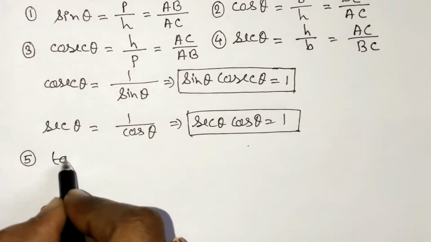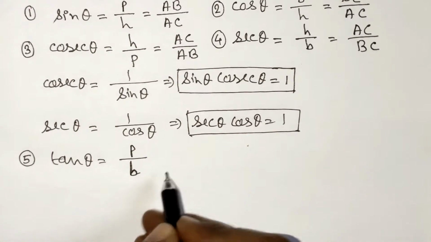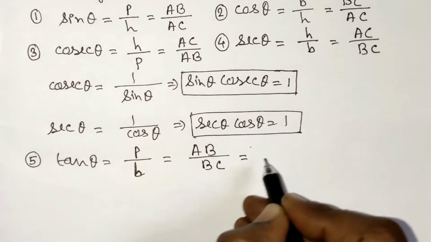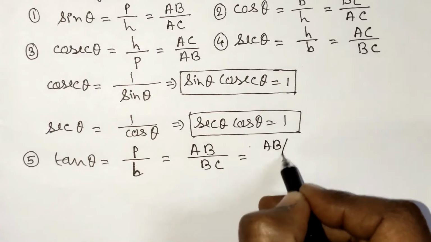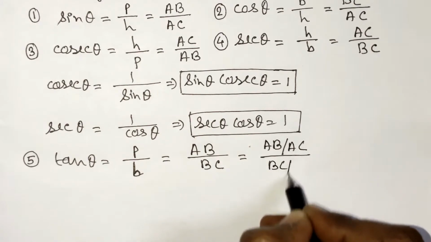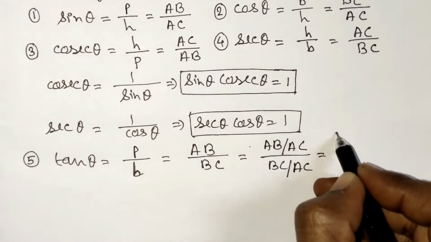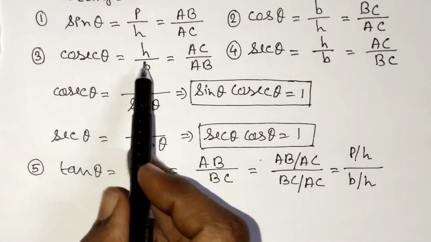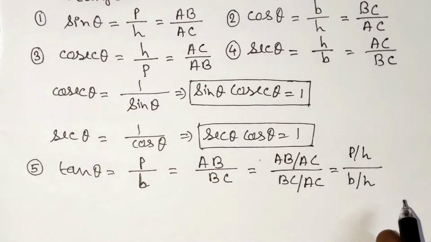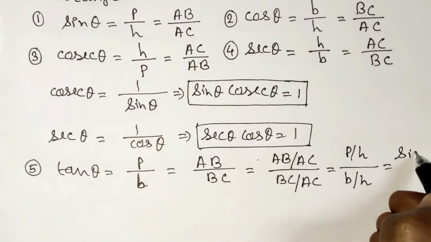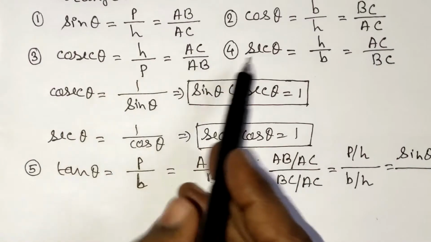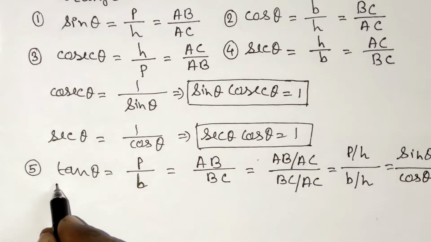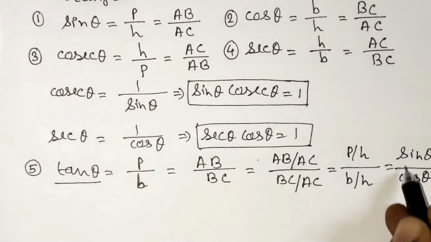Number 5, tan theta. Tan theta is equal to perpendicular by base, that is AB by BC. Now if we divide AB by AC and BC by AC, we get perpendicular by hypotenuse and base by hypotenuse. Now perpendicular by hypotenuse means sin theta, so we can write this equals sin theta by base by hypotenuse, which means cos theta. So there is a result: tan theta is equal to sin theta by cos theta.